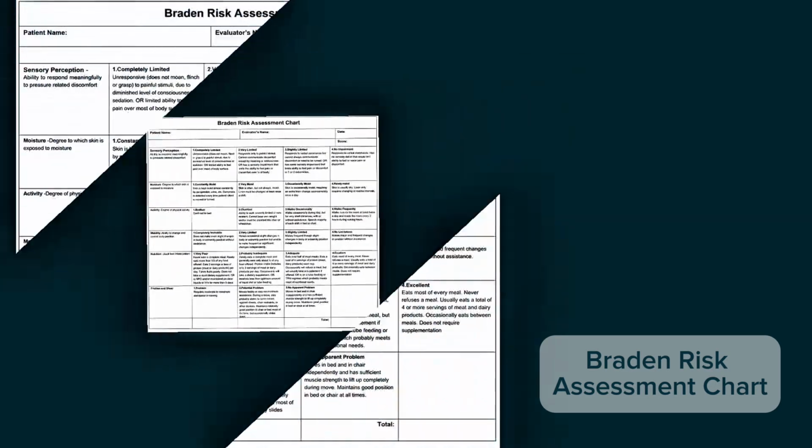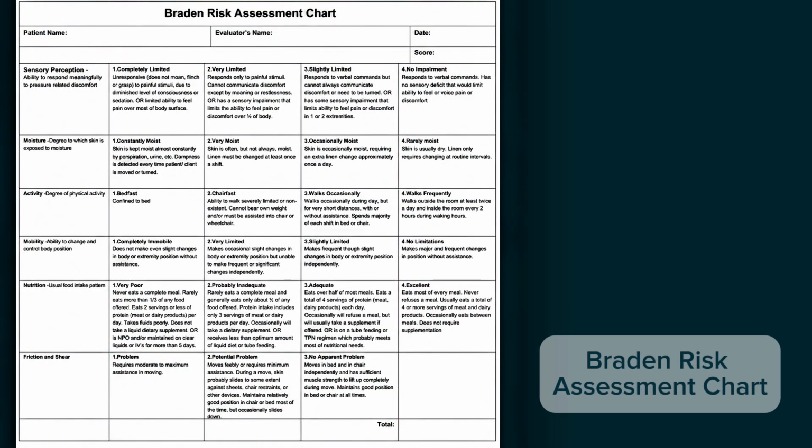Next one is the Braden risk assessment scale. This is used to assess a patient's risk of developing pressure injuries. It looks at different factors such as mobility, activity, moisture, nutrition, and sensory perception. Each category is scored and the total score shows whether the patient is at low, medium, or high risk. Based on the results, you must plan preventive care such as repositioning, skin care, and pressure area management. You have to write the answers in bullet points.